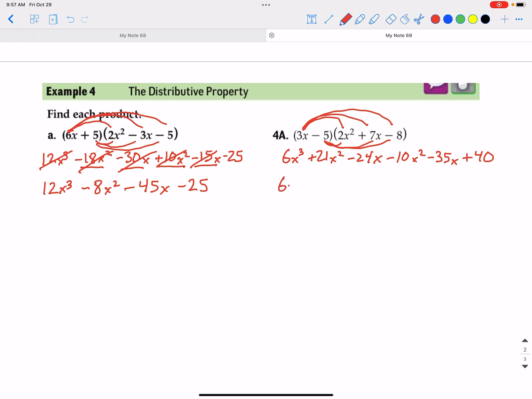Combine like terms, no other like terms with 6x to the third power. But there is a 21x squared and a negative 10x squared, so when I add those together, I get positive 11x squared. Negative 24x and negative 35x is negative 59x. And then finally, bring down the constant 40.